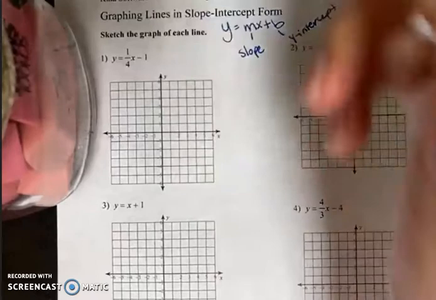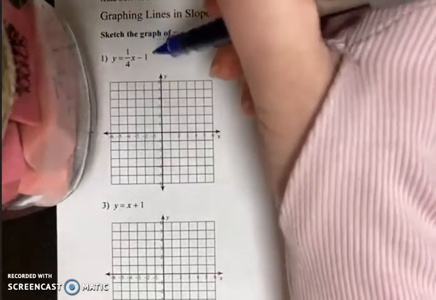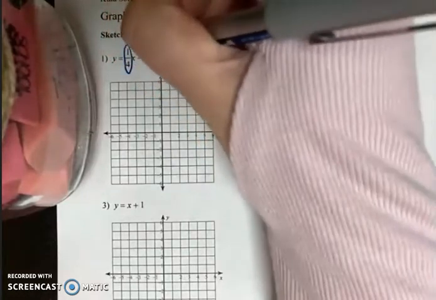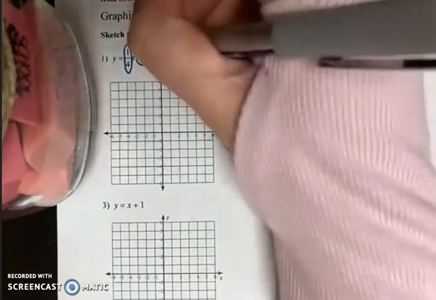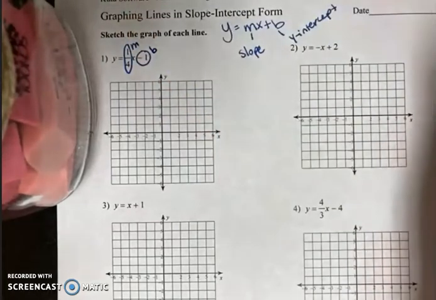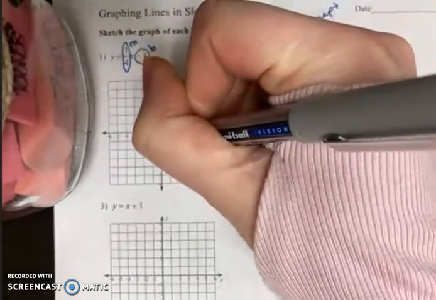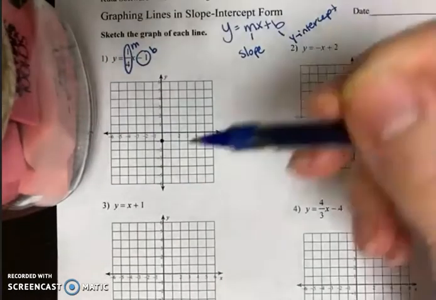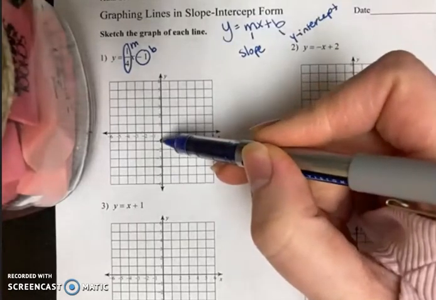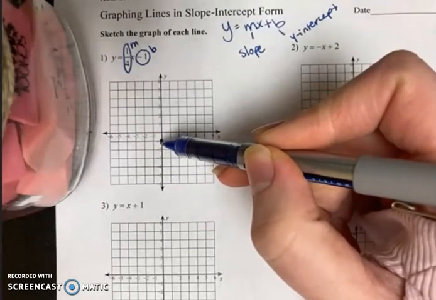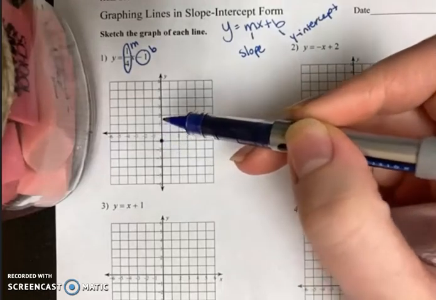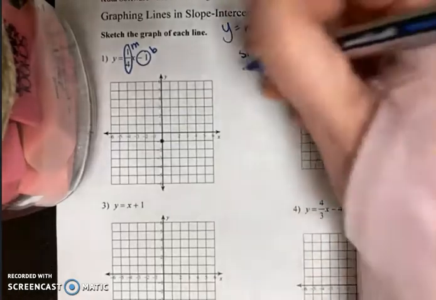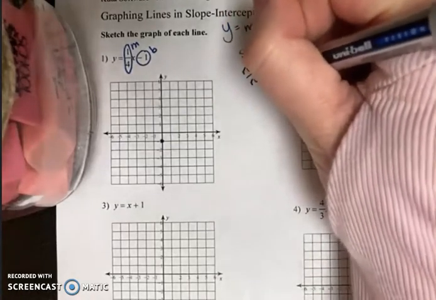Starting with number 1, we have y equals 1/4 x minus 1, where 1/4 is m and -1, so we're keeping the sign with it, is the b value. The first thing you're going to want to do is put a point on the y-intercept. Because it was a -1, notice how I went down 1 along the y-axis. To get the second point, you're going to have to use the slope, which is 1/4. Remember, slope is rise over run.